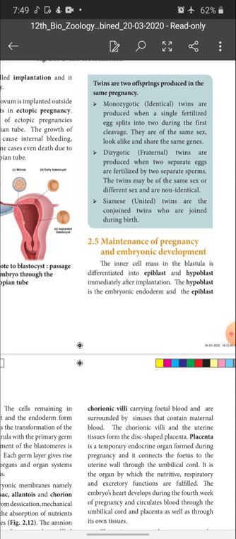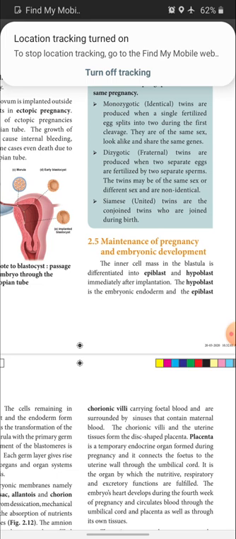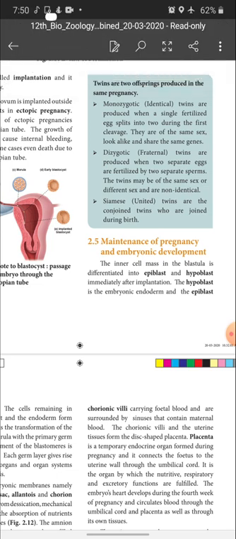In the box it is given, you know very well what twins are. In a single pregnancy, two fetuses develop at a stretch. That is called twins. Twins are two offspring produced in the same pregnancy. There are three types of twins: monozygotic, dizygotic, and siamese.